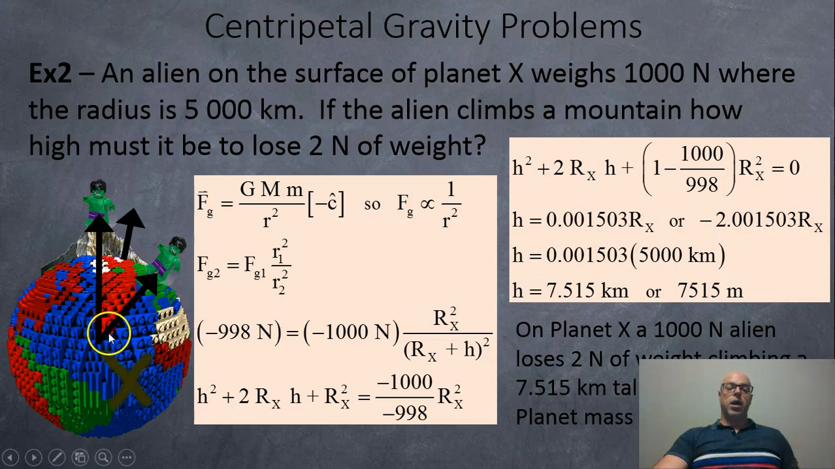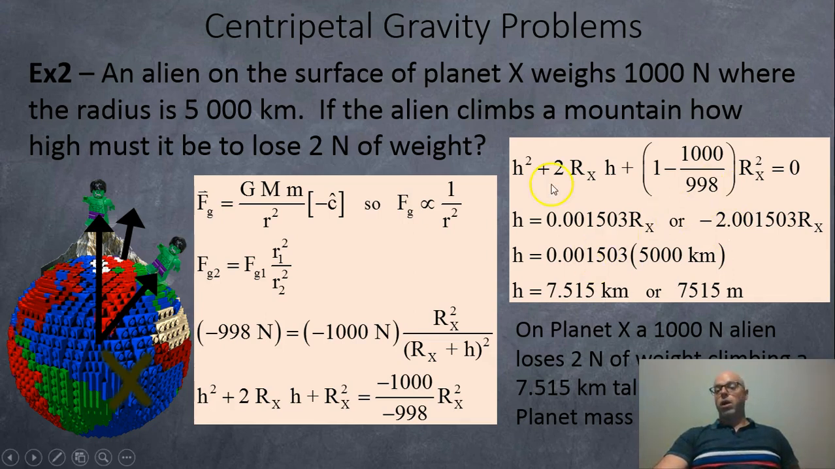So this is saying the height of the mountain right here is exactly 0.001503 times the radius of the planet. Or instead of going from the radius up, you can go down a radius, down a second radius, and then go up 0.001503. So that's why there's a minus 2 there. It's just basically saying you get the exact same answer on the opposite side of the planet.